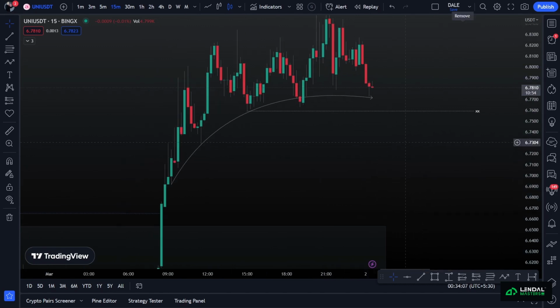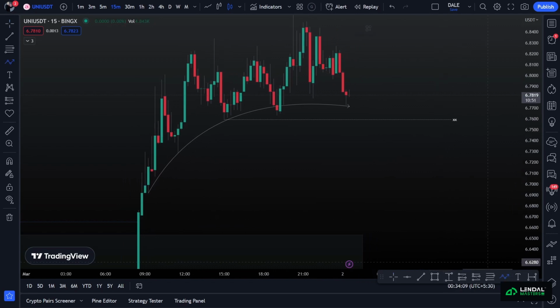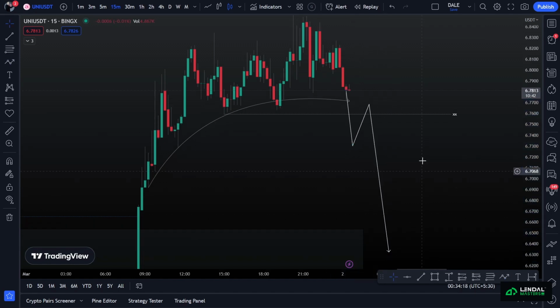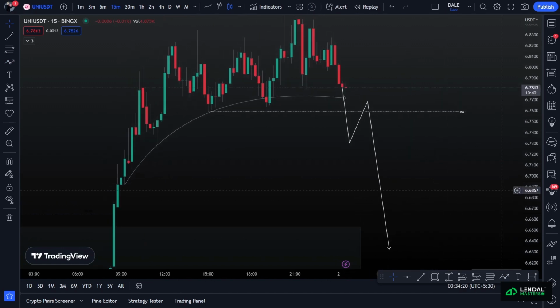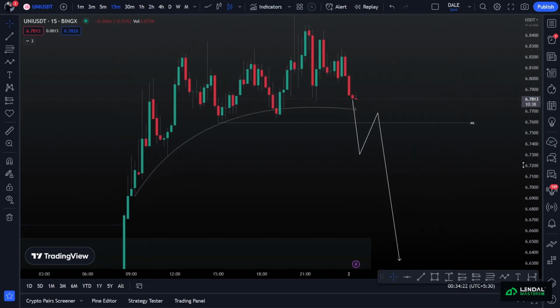The type 2 which I'll enter is, the likely scenario, it's gonna come here, get to this zone, and then it's gonna further drop. So this is how we enter a trade. This one is on a pullback.